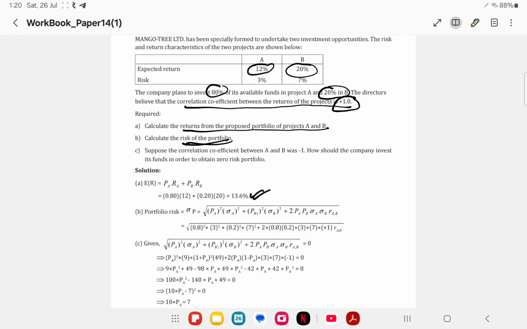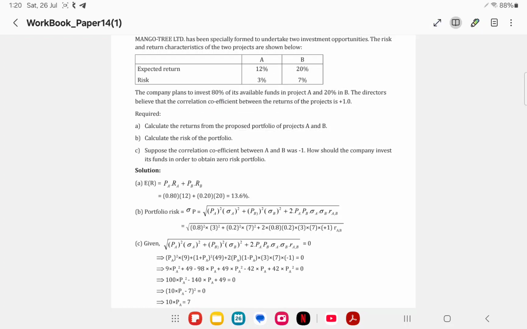Repeated questions. For the risk of the portfolio you have to calculate weight square into variance, plus 2 into weight into standard deviation into correlation coefficient. So the portfolio risk will come. Here they have not calculated the final value, so you can calculate it.